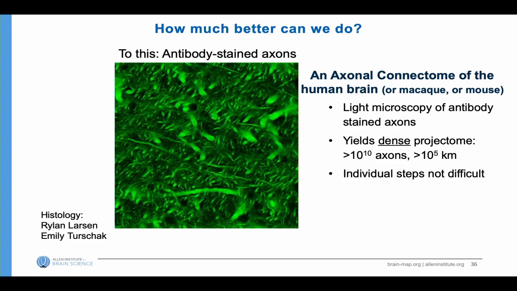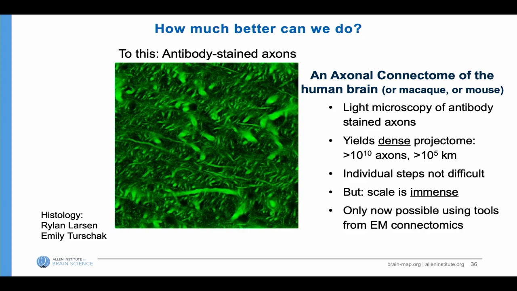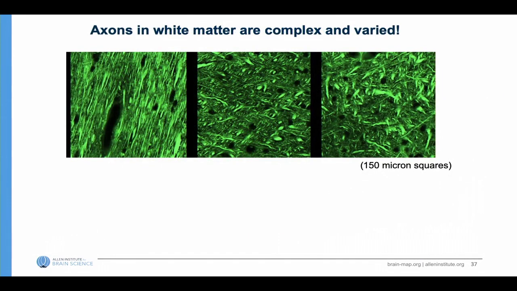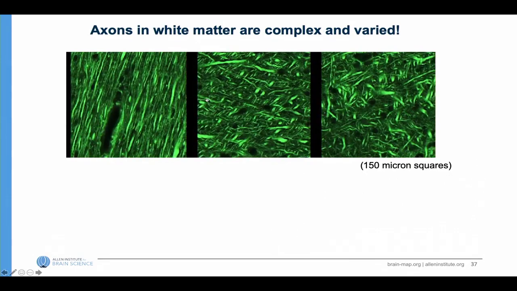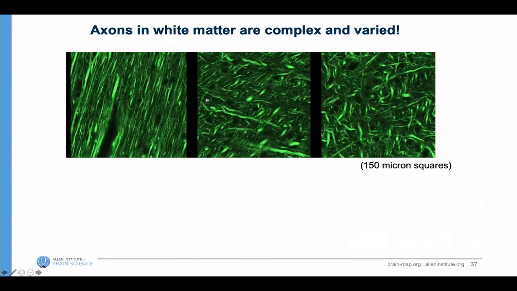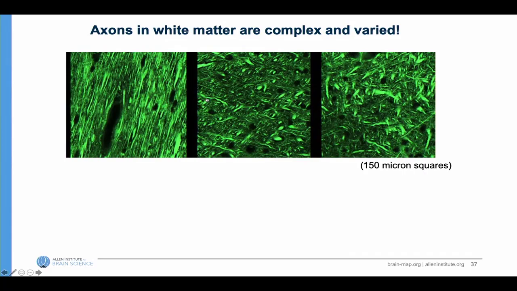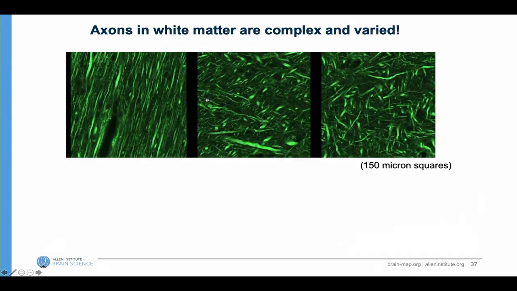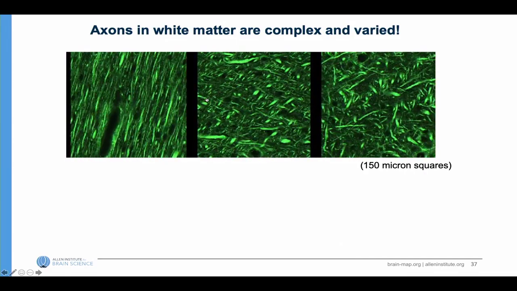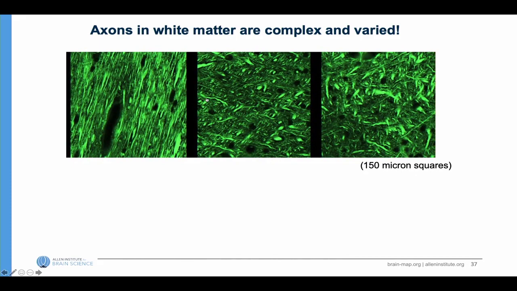In fact, the individual steps are not difficult. It's really standard microscopy, but the scale is immense. The only way to do it is in the modern age with better microscopes, but really using the computational tools from EM Connectomics. And it's not your textbook, what's going on in the white matter. Here's some data we put together for the grant a year ago, Emily and Rylan and myself, for the first grant.